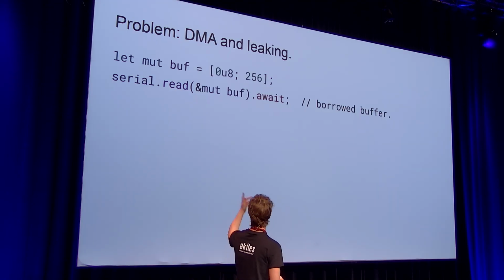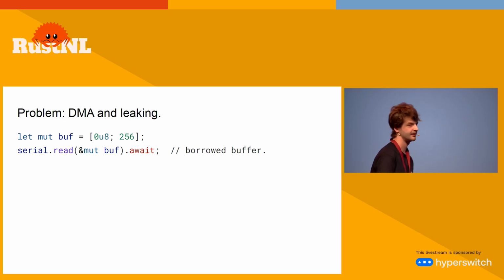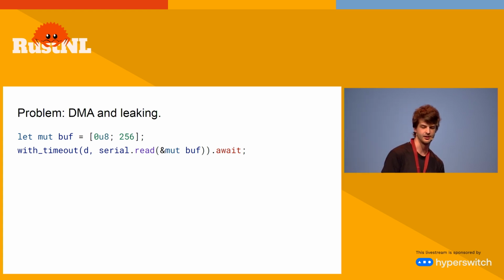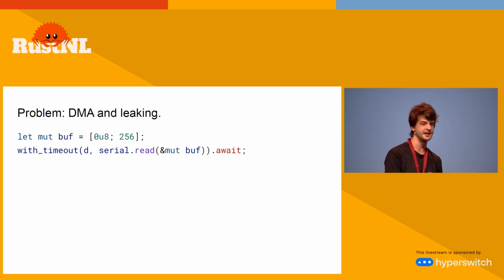And it's also more ergonomic. You just do a read on a borrowed buffer. It's transparently using DMA underneath. It combines perfectly with all the async combinators. So for example, with a timeout, if you drop the read future, it will go and tell the DMA, hey, please stop reading. I'm getting aborted.